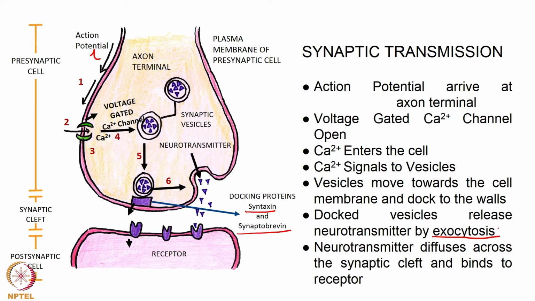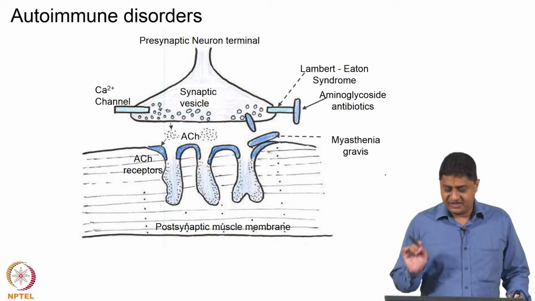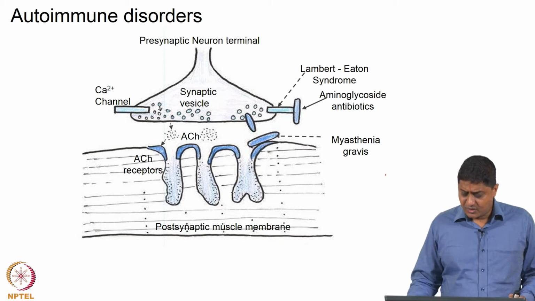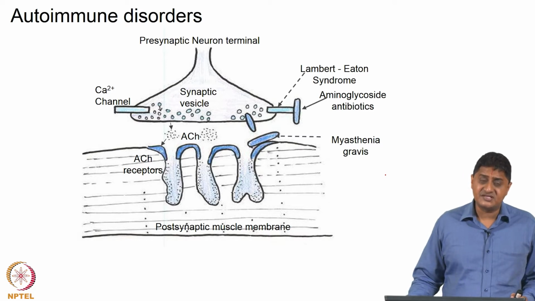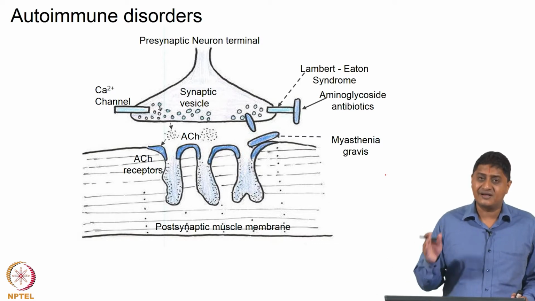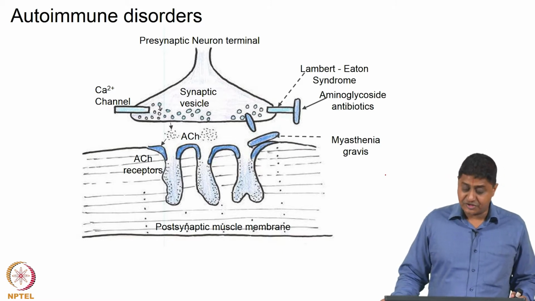Now the question is, what are the various things that could go wrong and what would be the effect of these problems? First, we start out with autoimmune disorders. There are two specific cases that we will discuss in the context of the neuromuscular junction. One is, for whatever reason, the immune system wrongly labels the voltage gated calcium channels at the presynaptic terminal as an invader, as an outsider. Then the immune system attacks the voltage gated calcium channels, destroying them and preventing their function, right.